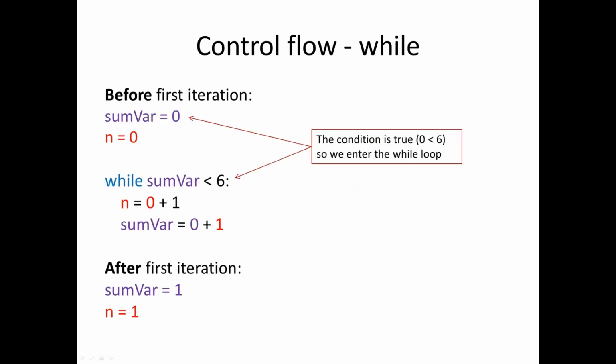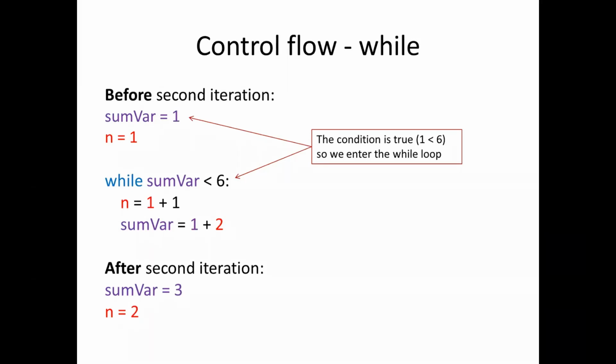So when we run the loop, SumVar is 0 and n is 0. The condition in this case will be true since 0 is less than 6, which means we will enter the loop. The first thing that happens is that n is incremented with 1 and now has the value 1. Then SumVar is updated and gets the value 1. So after the first iteration, SumVar will have the value 1 and n will have the value 1.